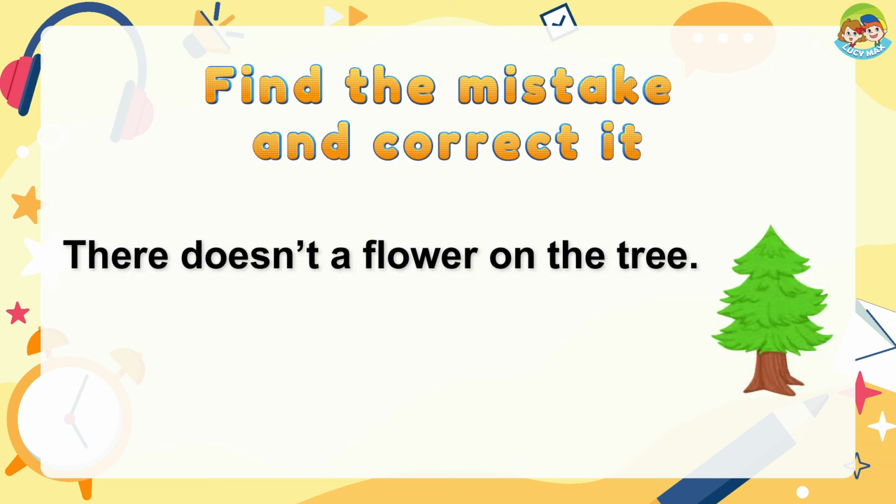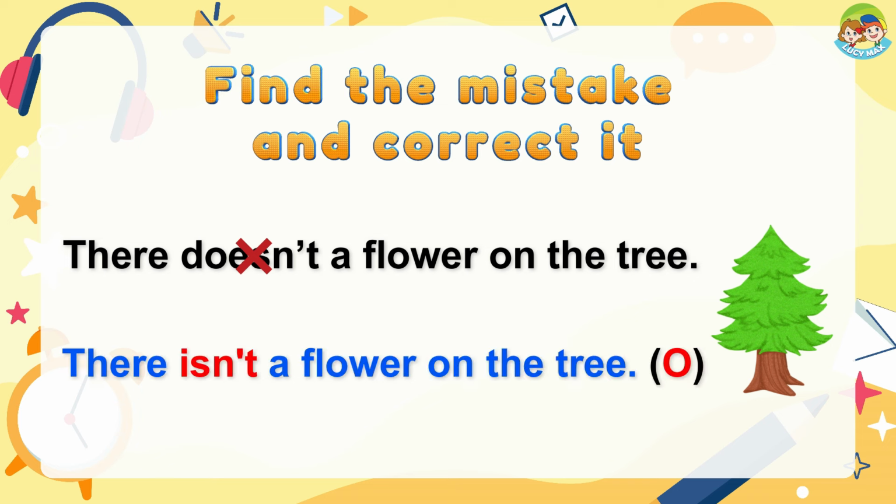There doesn't a flower on the tree. There is no verb, so we don't use doesn't. The sentence should be, there isn't a flower on the tree.